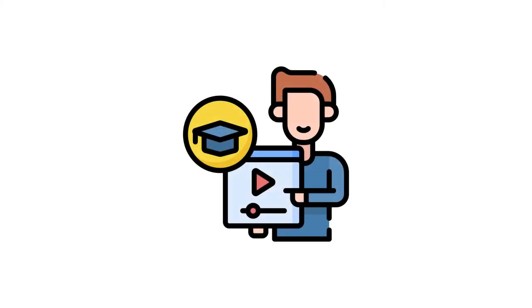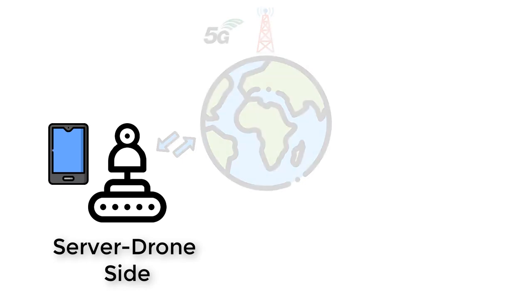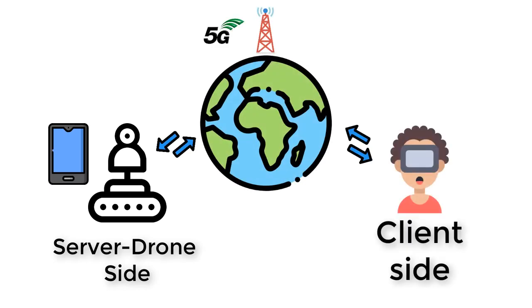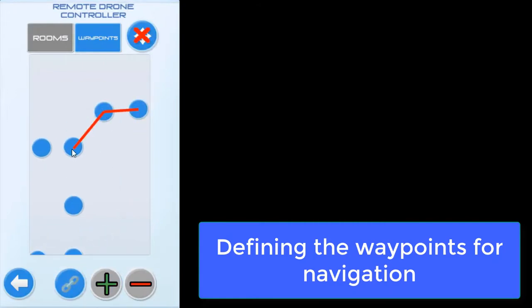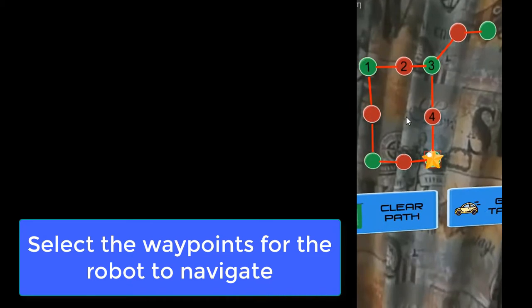In this tutorial we will learn how to first run the server, second run the client, third define the waypoints for navigation, and fourth send the robot through navigation waypoints.